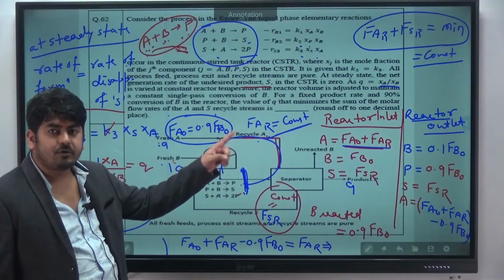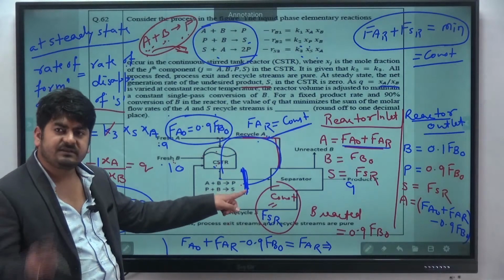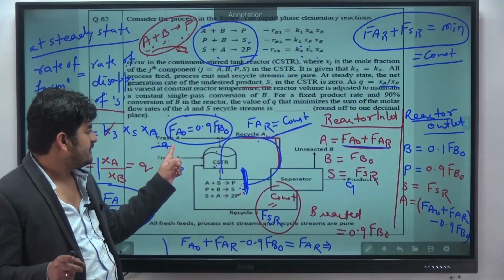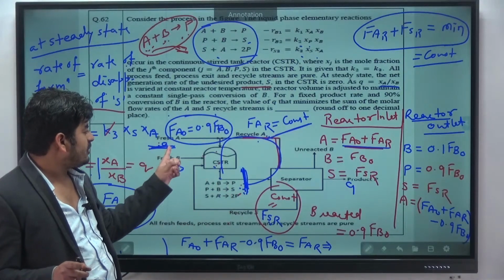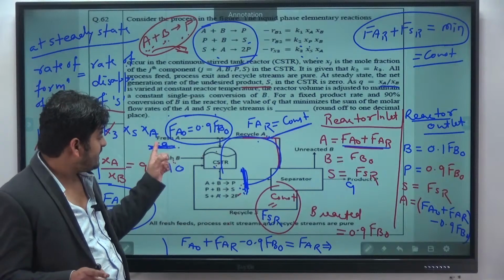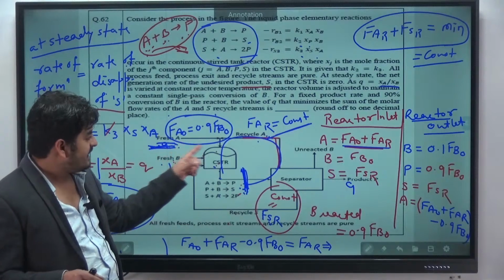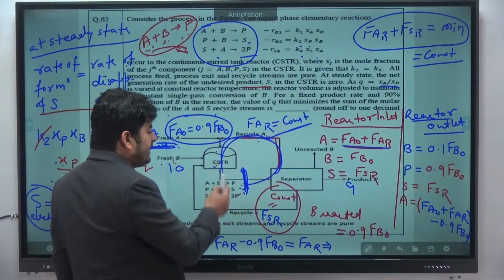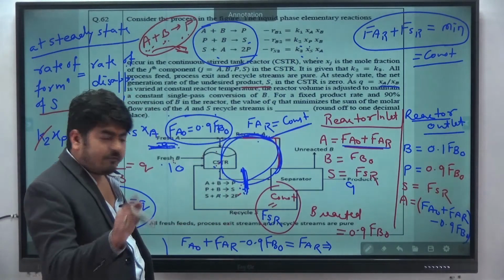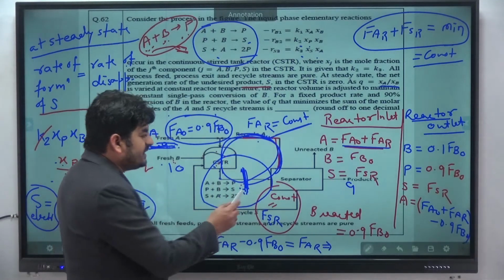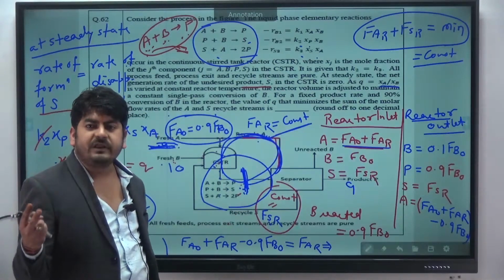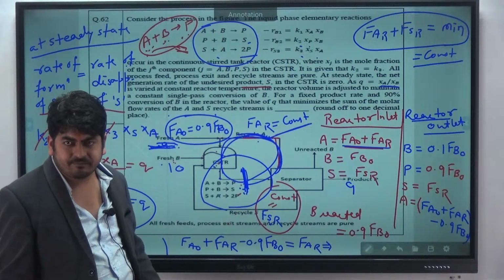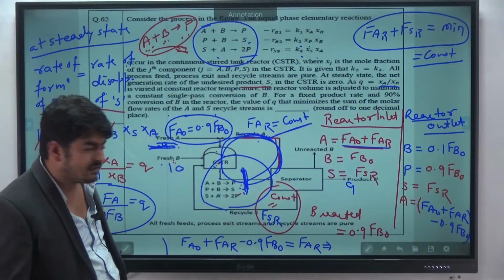That will be possible only if... whatever A we have in the reactor outlet is not coming from the inlet, because the total amount of A going in the reactor inlet from the fresh stream is participating in the reaction completely. So whatever A is circulating is constant. Whatever S is circulated is constant. And when two values are already constant, nothing can minimize or maximize them. I hope you can understand.